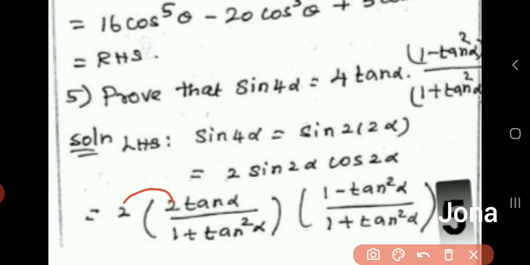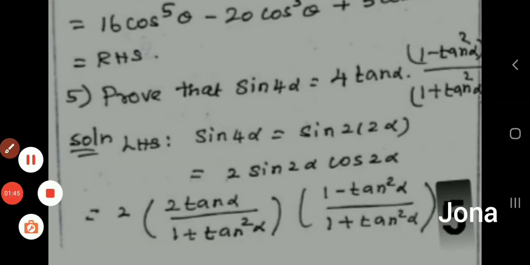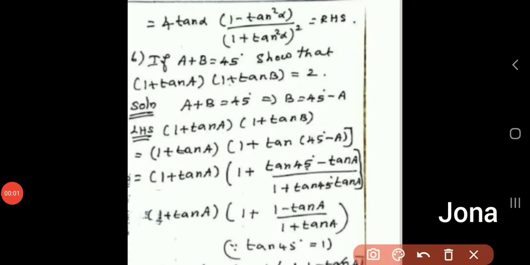So it will become 4 tan alpha divided by 1 plus tan square alpha into, keep the second term as it is there. So in the denominator we have 1 plus tan square alpha 2 times. So we can write this as 1 plus tan square alpha the whole square. The numerator keep as it is, so that we got the answer what we required here.